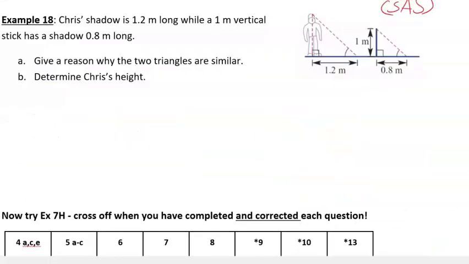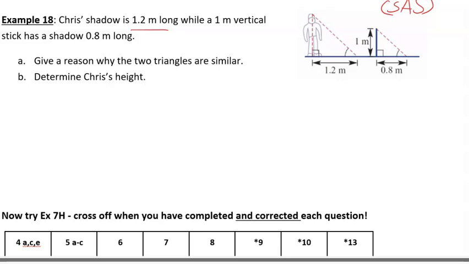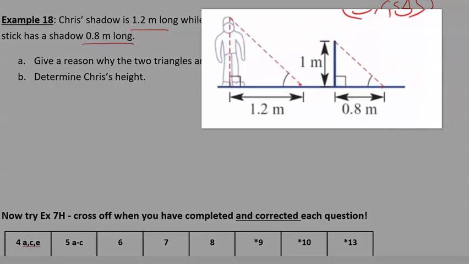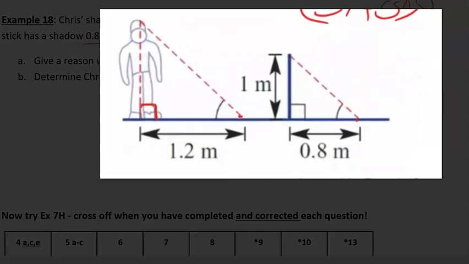Chris's shadow is 1.2 meters long, while a 1 meter vertical stick has a shadow of 0.8 meters long. First one's easy. Give a reason why the two triangles are similar. Now, we know that we have a common point. We know that the sun is coming from the same place. So we're going to see that not only do we have a right angle, but the sun is coming from the same direction. It's going to give us that this angle is the same.